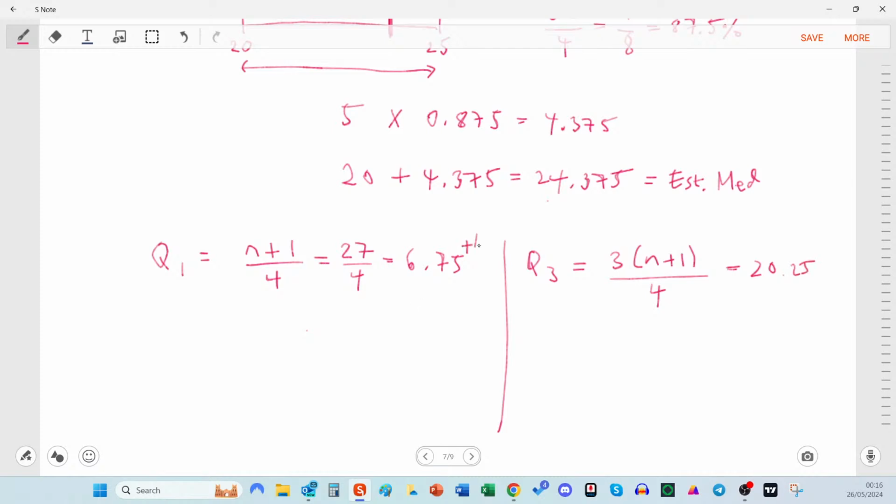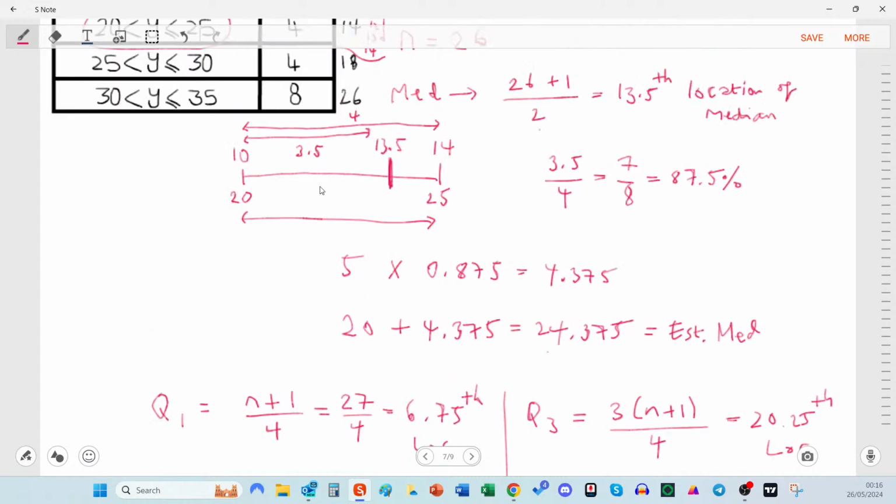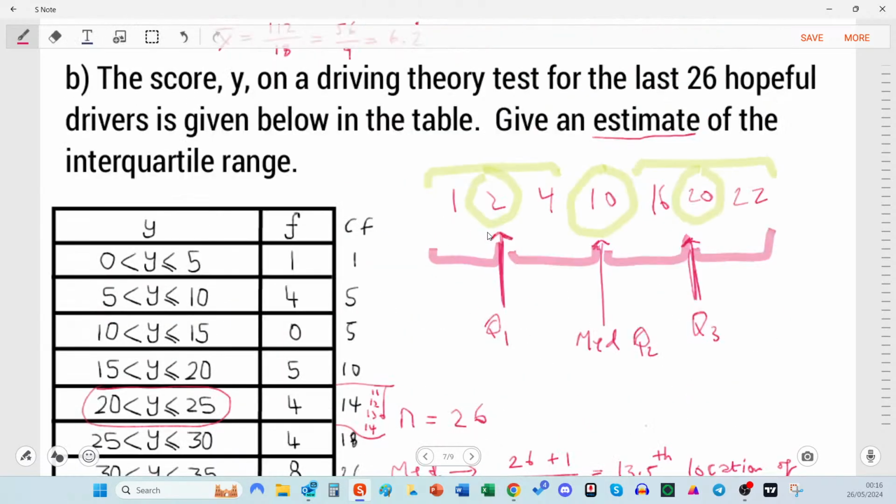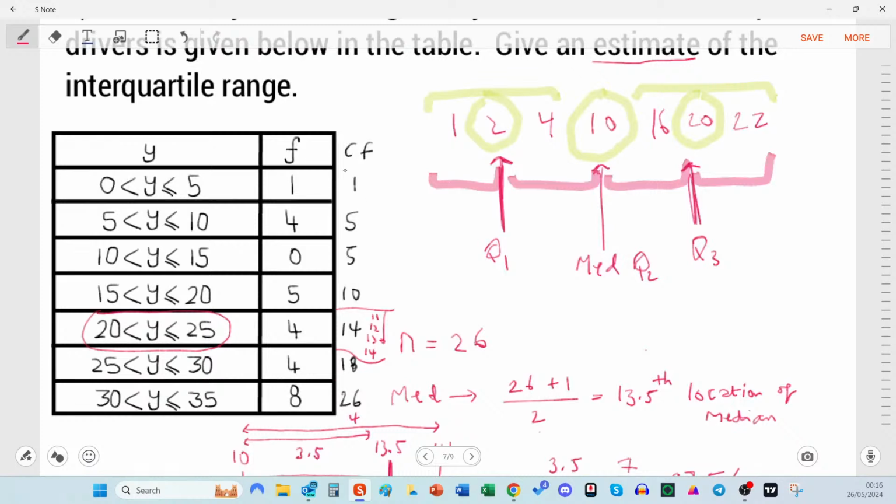And I think it's important to write location so that you know that it's a location, because otherwise you may think it's the answer. Right, where is 6.75? There's person 1. In here is up to person 5. Still not the 6th person. The 6 is in here, isn't it?